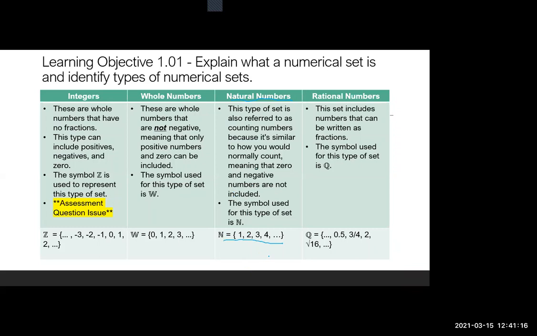Now, once a child has a grasp of the counting numbers, then we teach them that you have no more candy, right? You have no more pencils, you have no more toys. And so we add the number 0. When you add the number 0, you have the whole numbers, okay?